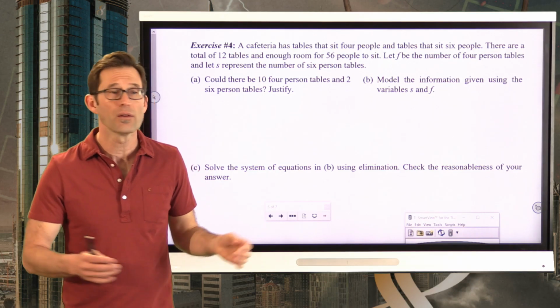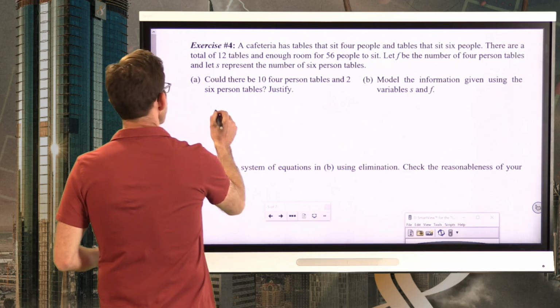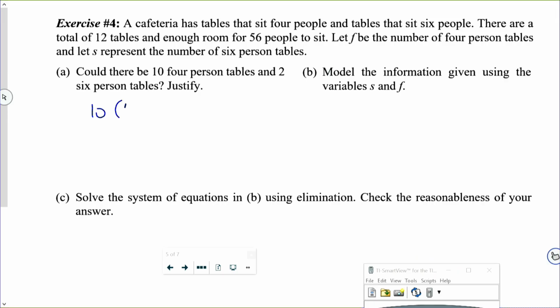All right, well, let's take a look. To figure it out, I might say, well, I could take 10 times 4, because I've got 10 4-person tables, and maybe add to it 2 6-person tables, and let's see what I get. I'd get 40 people that could sit at those 4-person tables, 12 that could sit at those 6-person tables. That would give me 52.